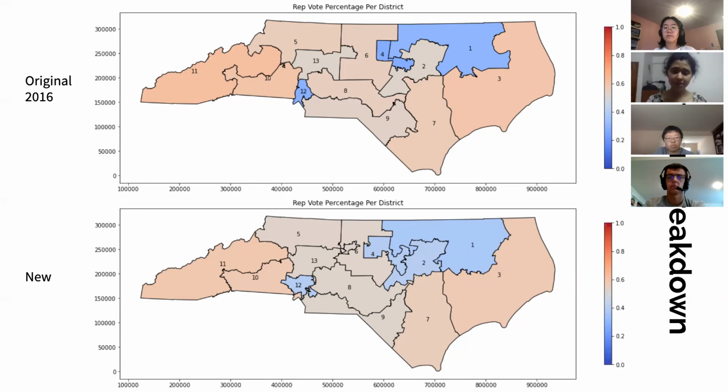And the algorithm might go as far as even flip a district. For example, District 2 is won by the Republican Party in the original 2016 map, but in the new map, it's won by the Democratic Party. So yeah, our algorithm can cause a substantial reduction in the margin of victory in individual districts.